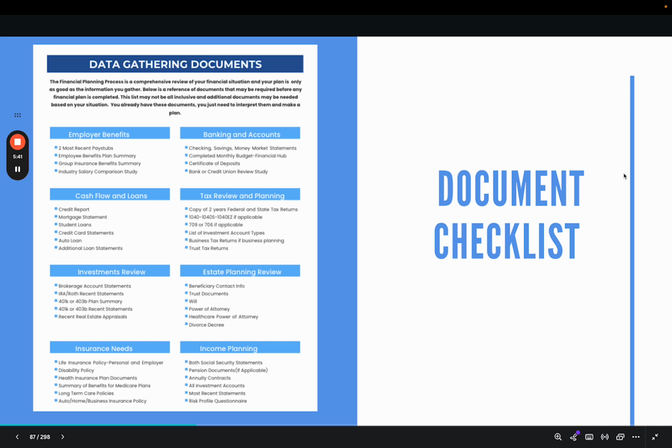So take a look at your group benefits the next time you have the opportunity to look at them. Look at your retirement plan documents, and then let's put a plan together and hit the road.